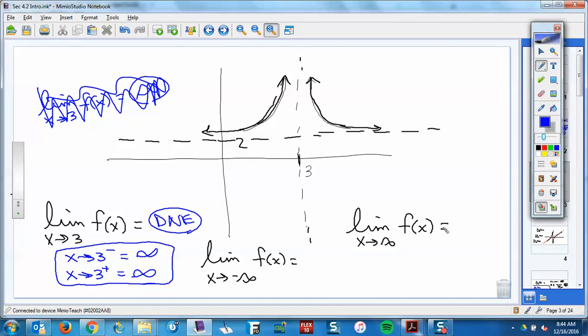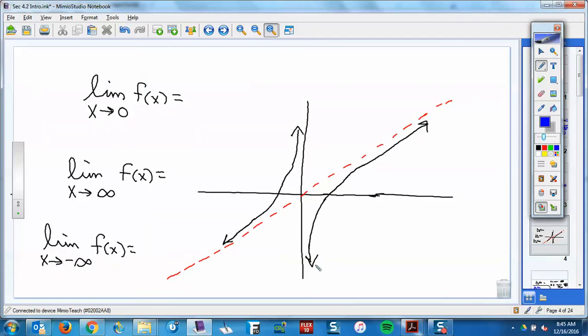Okay, what about limit as x goes to infinity? Now you're talking about this car out here. As x goes out to infinity, that car is getting closer and closer to 2. What about negative infinity? Also 2. That's getting closer and closer to 2. Okay, so there's your answer. And finally, this picture.